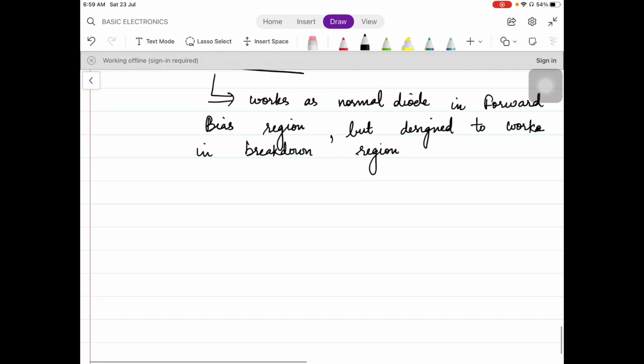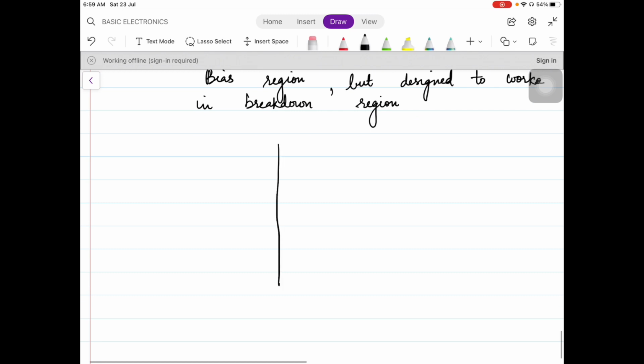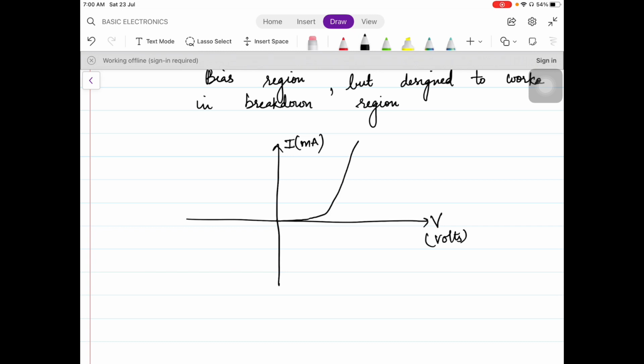All right. So if I draw the characteristics of Zener diode, it will have the same characteristics as that of a normal PN diode in the forward bias. Whereas in the reverse bias also it will have somewhat the same characteristics, but it is mainly designed to work in this particular region that is called the breakdown region, having some breakdown voltage which is generally -5 volt.